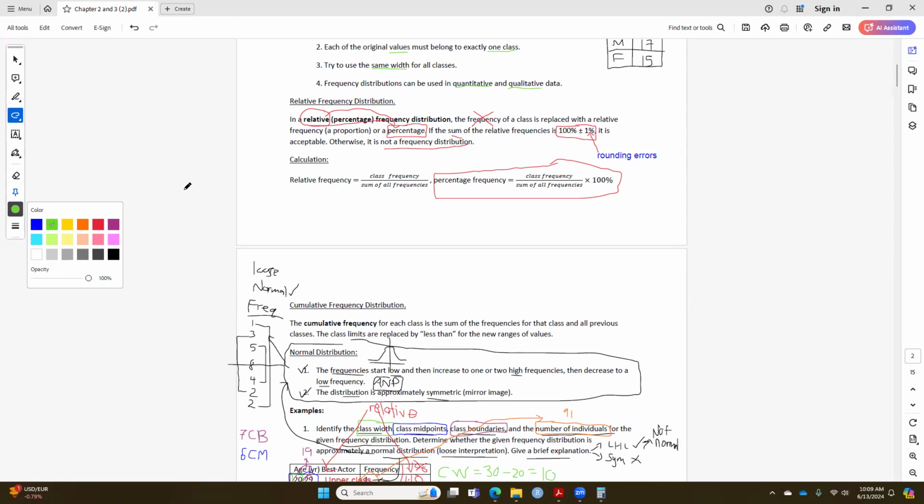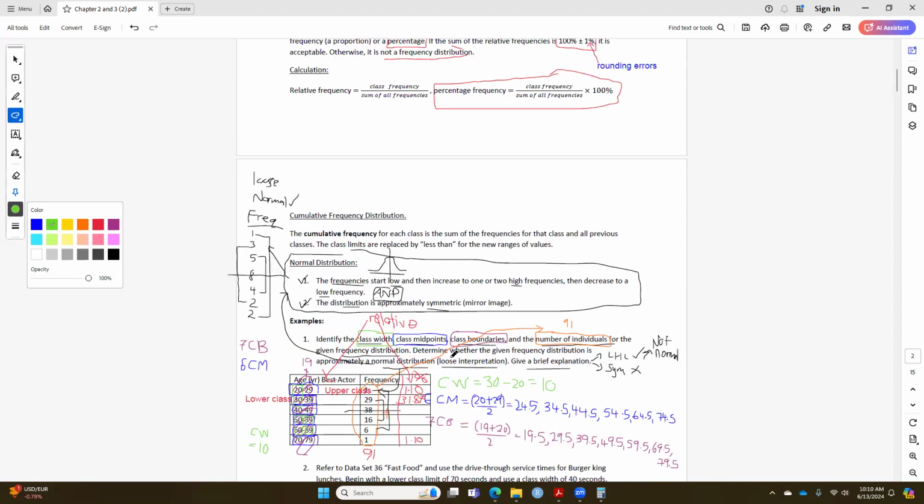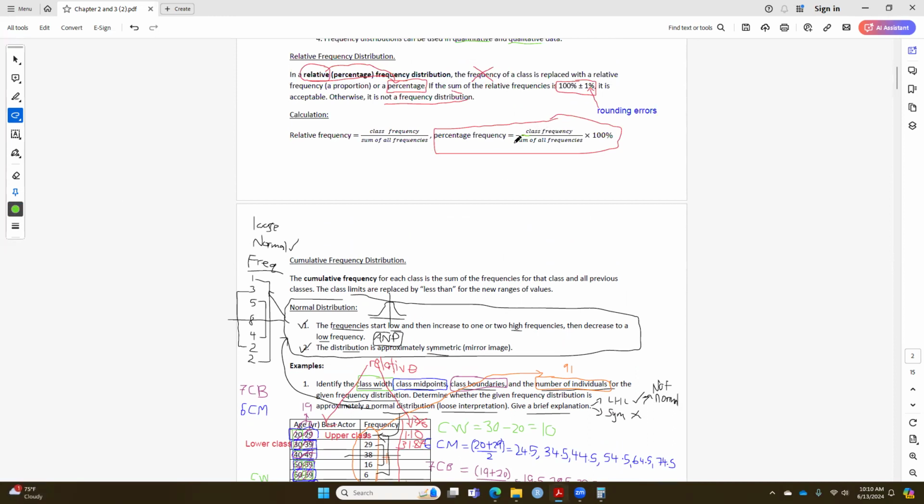Where does the 91 come from again? It's the total. If you add all these frequencies, you get 91. Questions? That's why you have to sum all your frequencies here.